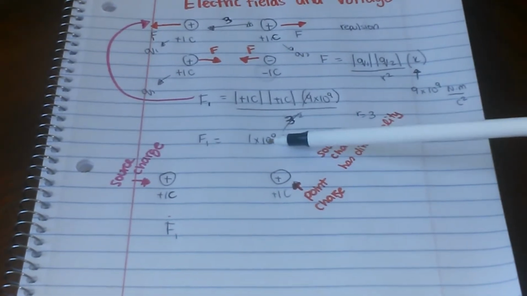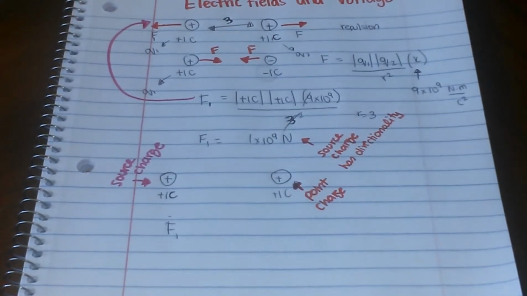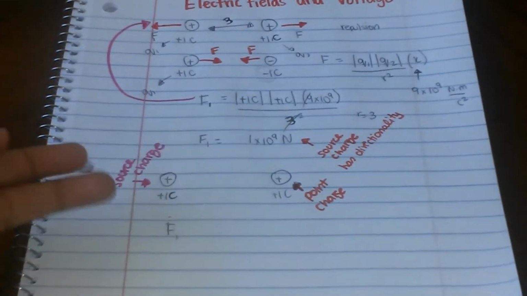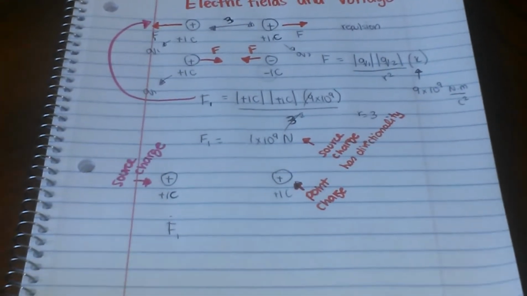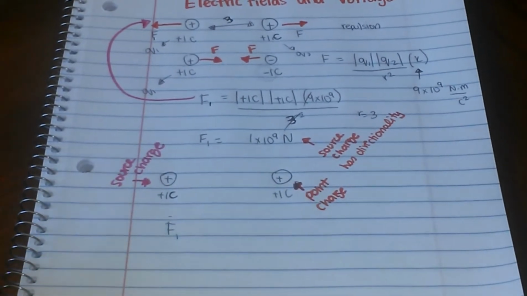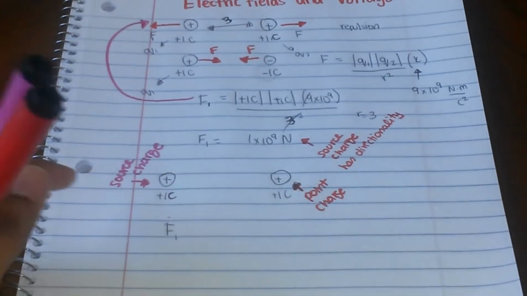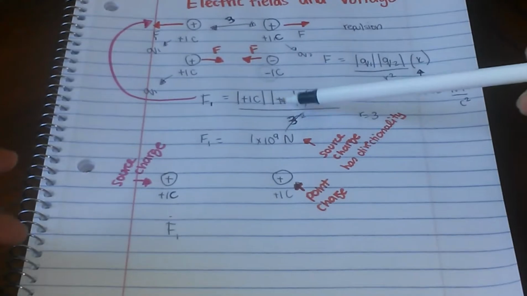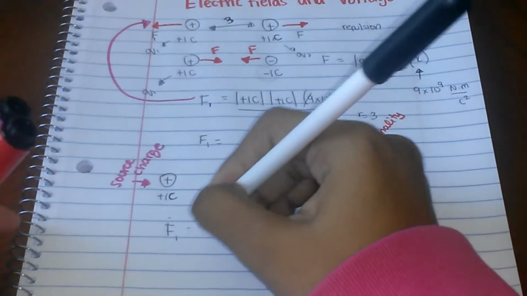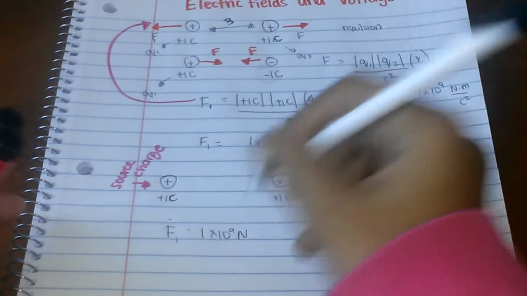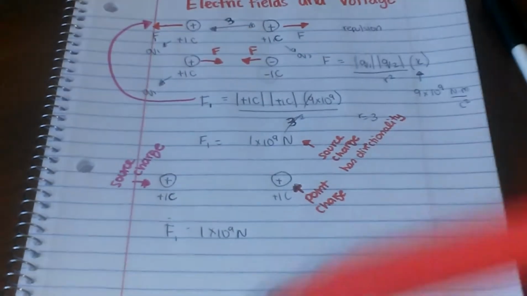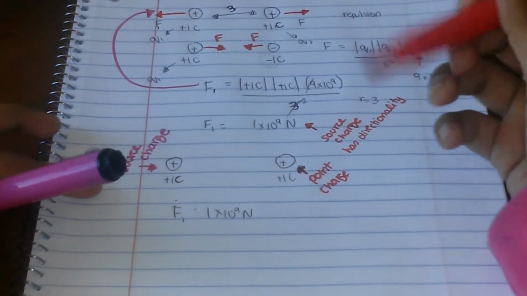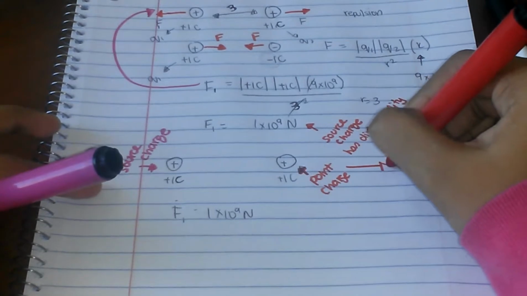For this problem, you can just leave it as it is. As I told you before, you can't really have one direction unless you have one that is just staying there, and the problem would have to tell you that. So let's say this is staying here, and we found the force before, which was 1 times 10 to the 9th newtons. Now since this is staying here, this will be the one that will be repelled.